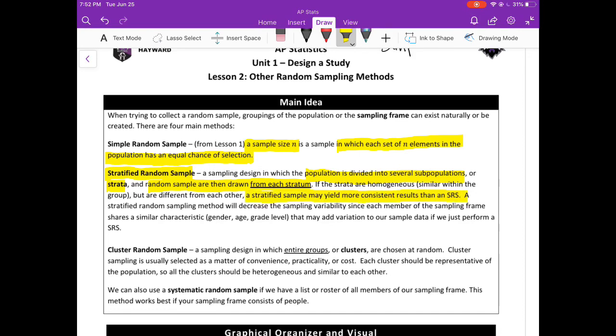A strata random sampling method will decrease the sampling variability since each member of the sampling frame shares a similar characteristic, such as your gender, age, or grade level, that may add variation to our sampling data if we perform an SRS. So meaning the chances of someone being picked in each of these groups might be different depending on the size of our sampling frame. So let's say, for example, there's 100 students in the freshman class, and there are only 75 students in the sophomore class, right? A student in the freshman class has a lower chance of being picked than a student in the sophomore class because of the sampling size.